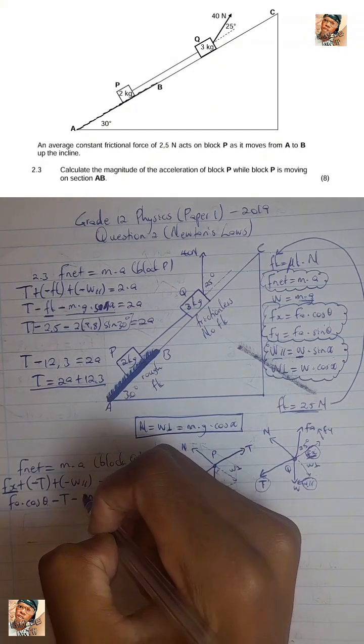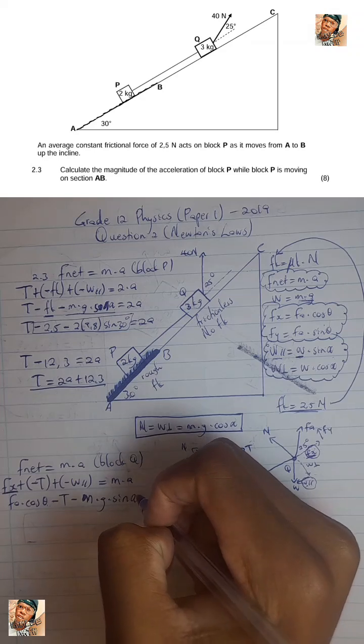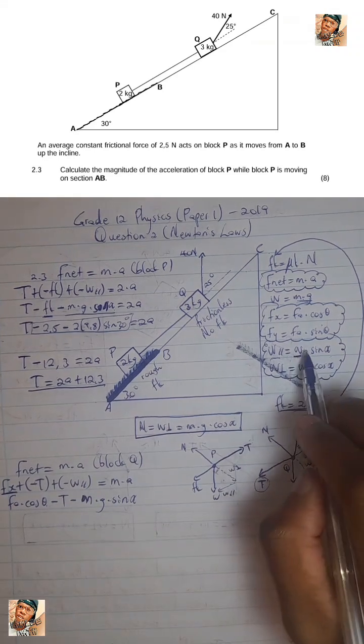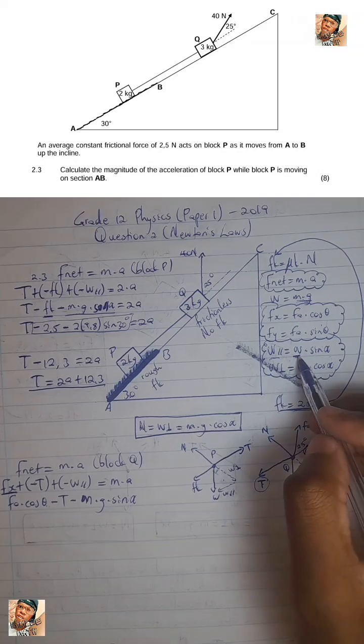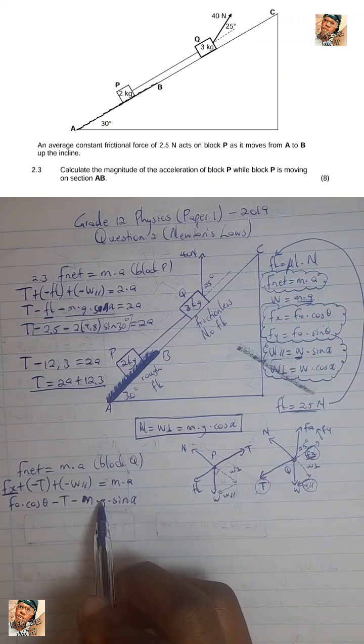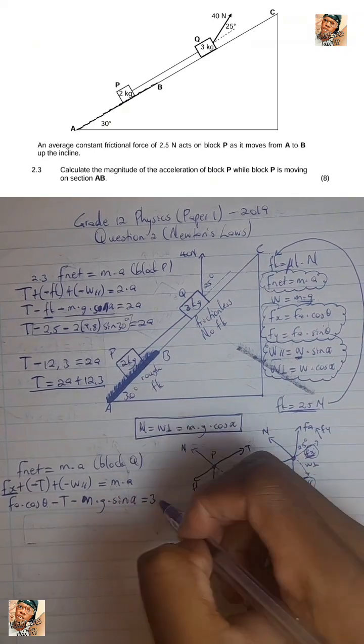So I can just say it is mg sine of alpha. Why mg sine of alpha? Because W parallel is equal to W multiplied by the sine of alpha. We know that W is equal to mg, so whenever we see W, we can substitute mg. So we're going to have mg, then the sine of alpha, right? So this is going to be equal to the mass of Q, which is 3 kilograms, so 3A.